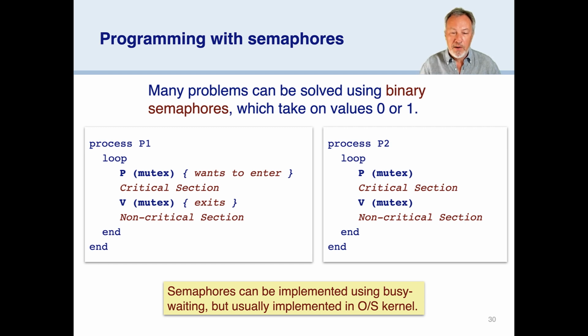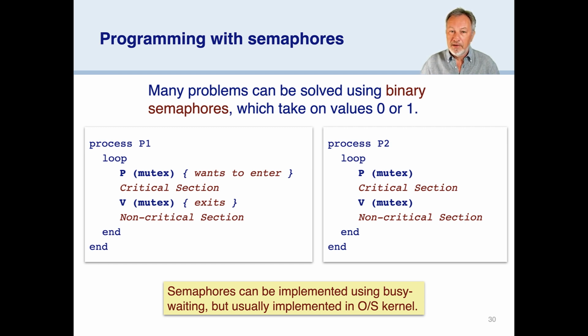Here's an example of programming with semaphores to implement a so-called mutually exclusive critical section in a program. A critical section is a piece of code where you want to make sure that you have exclusive access to any resources. So here we have processes P1 and P2, and during their critical sections they want to be sure they have exclusive access to whatever resources they're accessing. And outside that, they're just doing local computation, so they don't need mutually exclusive access. So it's a non-critical section.